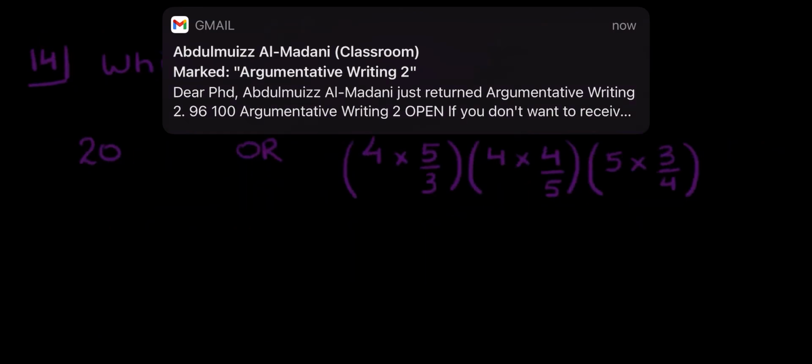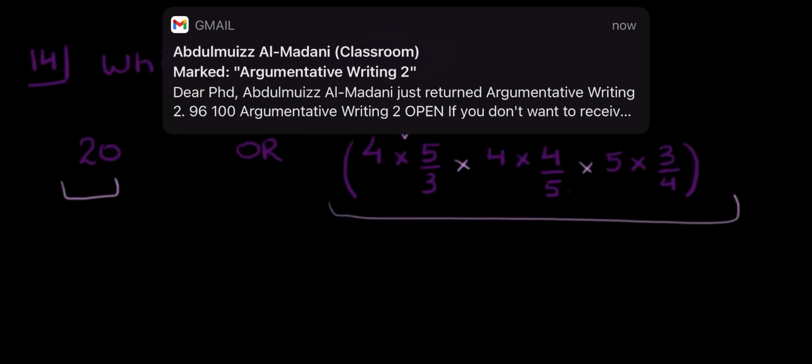Question number 14, which is greater? Now, because there's the brackets over here, and there's multiplication inside, and there's multiplication outside, it's as good as saying there are no brackets. So I might as well just say it's multiplying, and it's multiplying. So they're saying which is greater, 20 or this thing over here. Now, very luckily, I can cancel out a lot of things. Denominator, numerator, denominator, numerator, denominator, numerator. So I'm only left with 3 numbers. 4 times 5, 20, 20 times 4, 80.